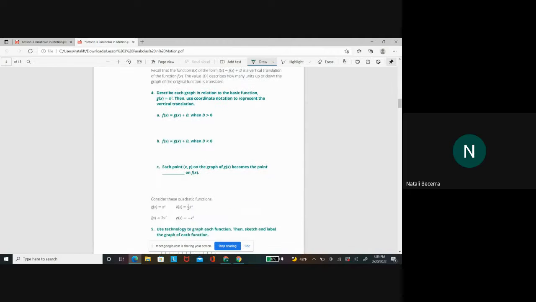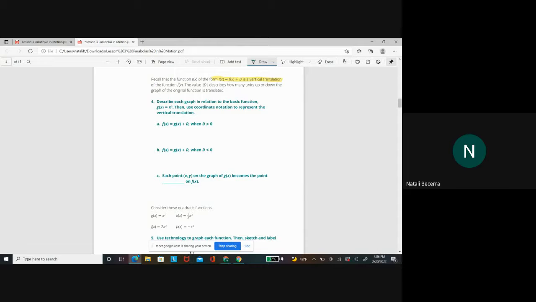We're not going to do number 3. Let's go down. I want you guys to go ahead and underline or highlight this. This is really important. Recall the function t of x of the form t of x equals f of x plus d is a vertical translation. Okay, so that's what we just did, a vertical translation. Number 4 says, describe each graph in relation to the basic function g of x equals x squared. Then use the coordinate notation to represent the vertical translation.